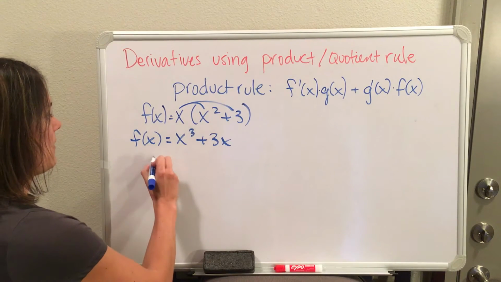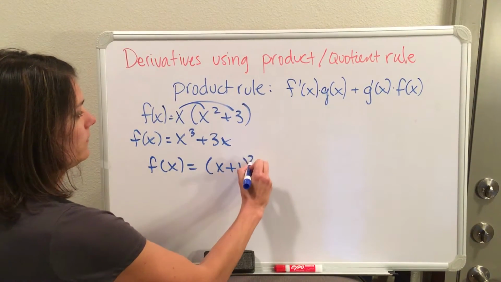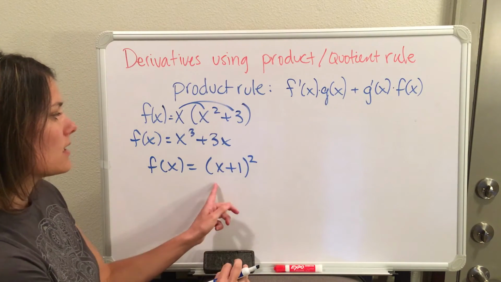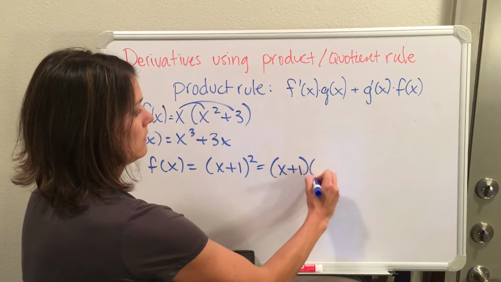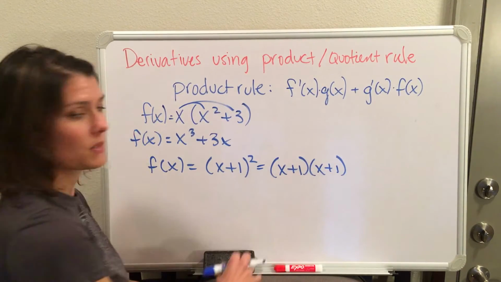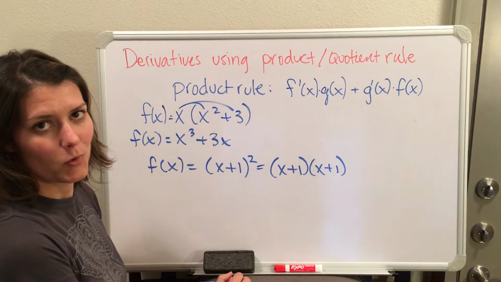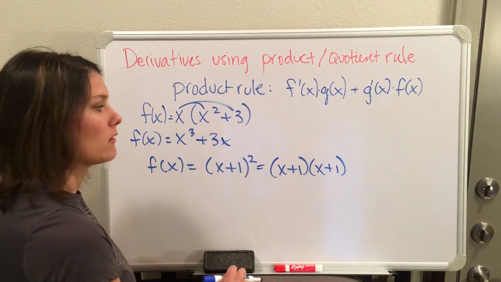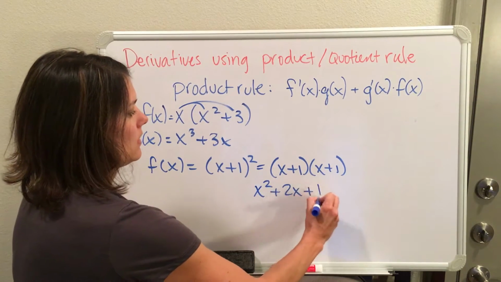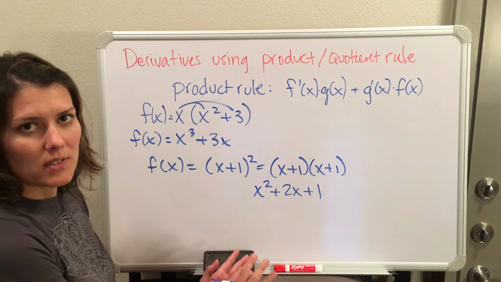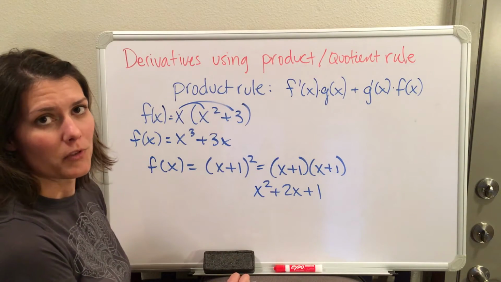Another example is if I have a function that looks like this. This can be rewritten as a product, x plus 1 times x plus 1, but I would still try to avoid using the product rule when you can by FOILing it out first. So if you were to FOIL this function out, then you would again just be left with simple power and constant rules, and you wouldn't have to use the product rule there.